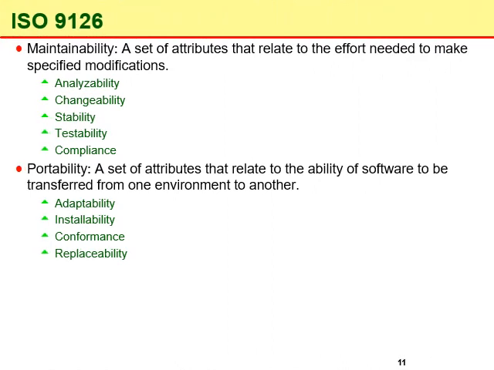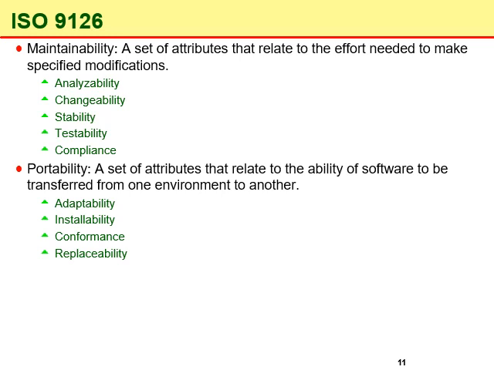The fifth factor of ISO 9126 is maintainability. Maintainability refers to a set of attributes that relate to the effort needed to make specified modifications in the software systems. And maintainability has several sub-factors such as analyzability, changeability, stability, testability, and compliance.